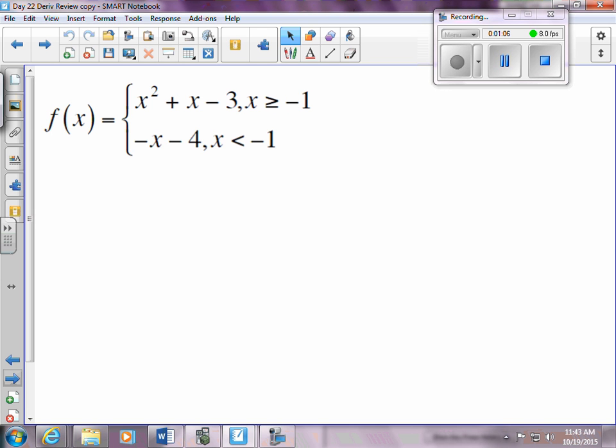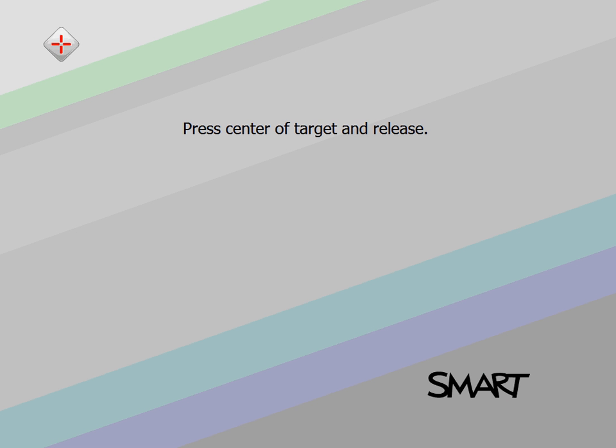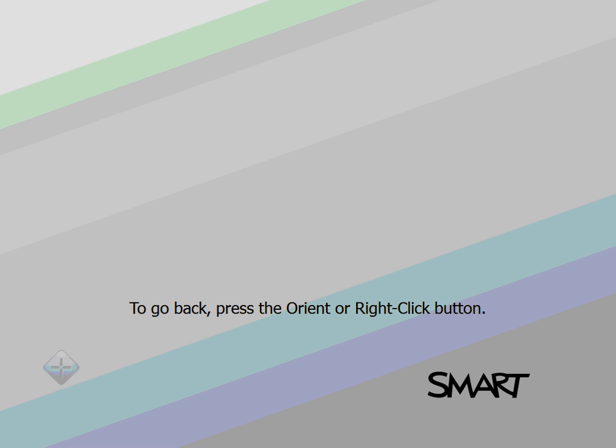We're asked to determine if the function's differentiable at -1. So we got to first check if it's continuous. Let me do this thing. Day 22? Hang on. Yeah, we only did the first example, so we got to do a little more.